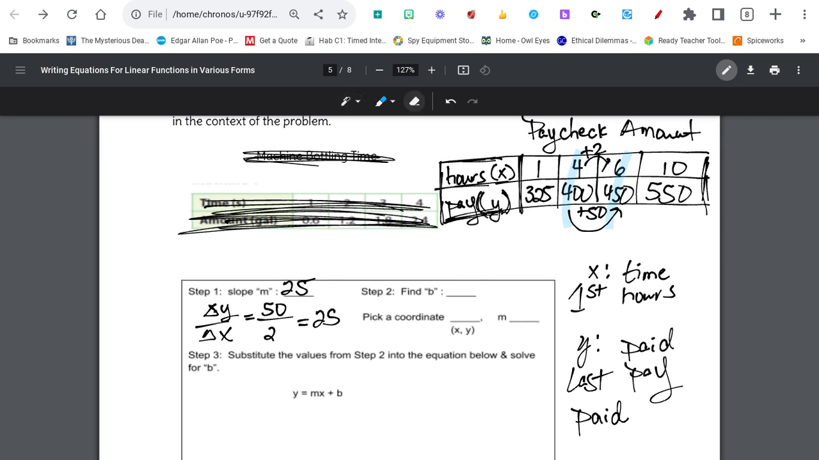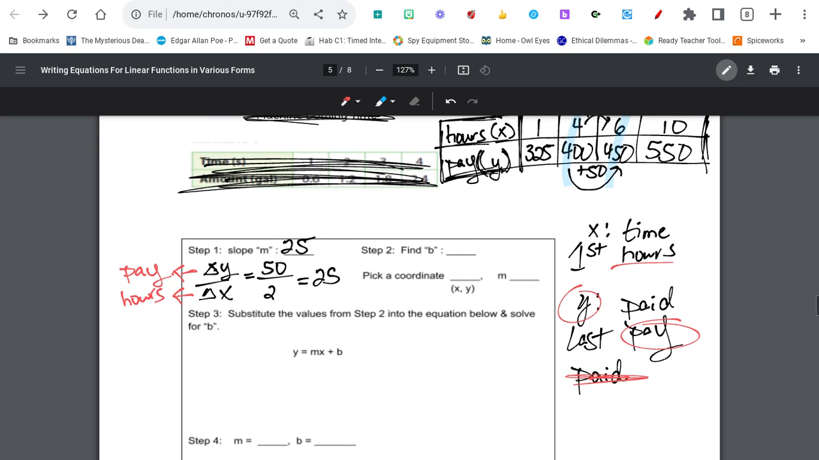You're going to write a rate statement, so let me go back over here so you'll be able to see it. I'm going to go back right here, guys. I'm going to do it in red. So Y, what did Y represent? Y represented our pay. What did X represent? X represented the time and hours. So basically this 25, you write a per statement in between. Just write per between. It's pay per hour. So it's $25 per hour. Somebody's being paid $25 an hour. That's a lot of money.